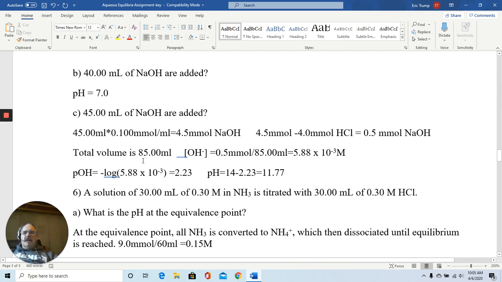The total volume is 85, which is 40 plus 45. And so our concentration of hydroxide is 5.88 times 10 to the minus third. If we take minus the log of that, that's our pOH. pH is 14 minus that, or 11.77.